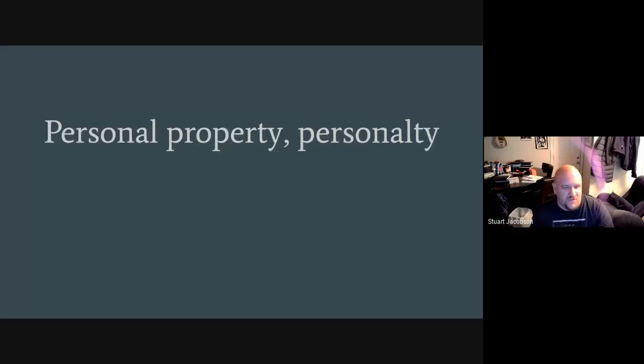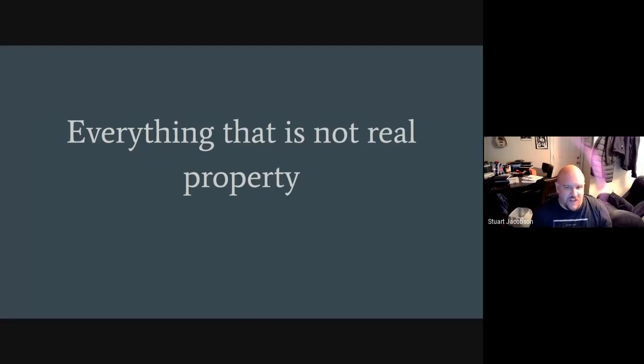Personal property or personalty. What is this? This is everything that's not real property. I don't necessarily like that. I think that it has to be an item. It has to be tangible, right? It has to be corporeal in some manner, shape, or form. So this is a tangible thing. It's personal property, right? My pens. I have quite a pen collection. My pens are personal property, right?